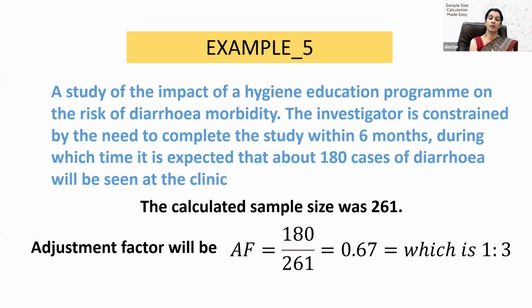Again, it depends on the number of cases you have. So you keep on increasing the controls till you get the number of cases which you have. Like in this case, if you take 3 controls, then your calculated cases will be decreased by 0.67, which is 180 in this case. Have you understood this?